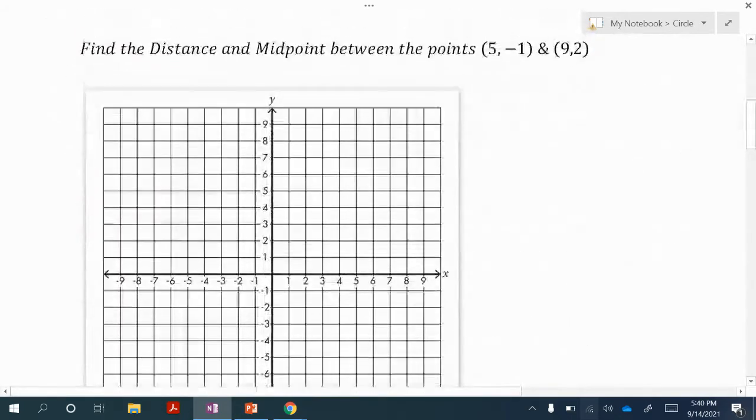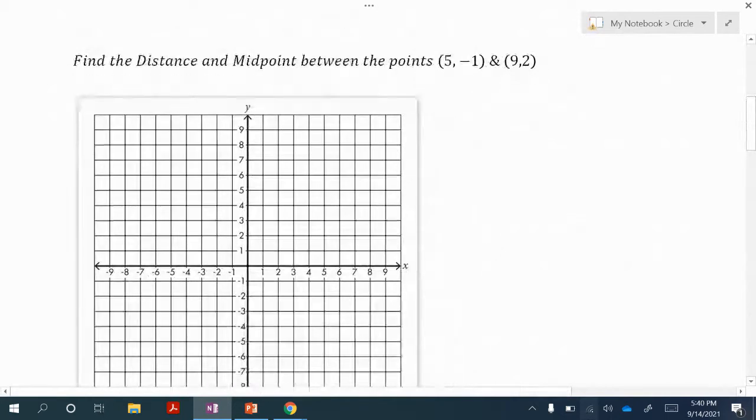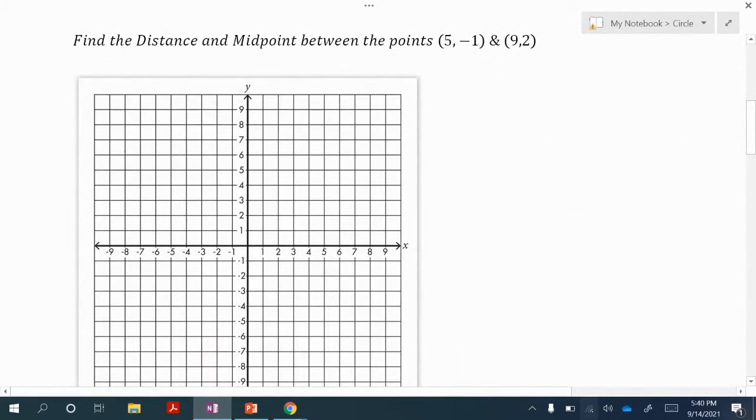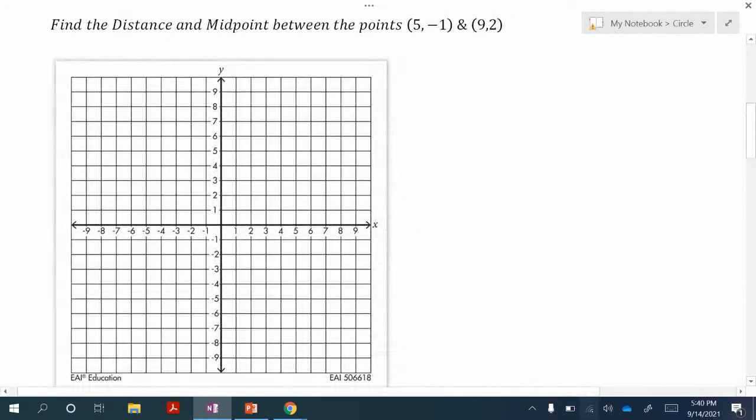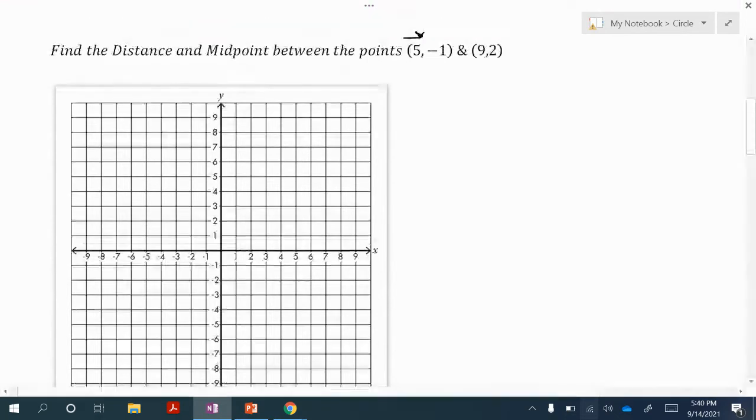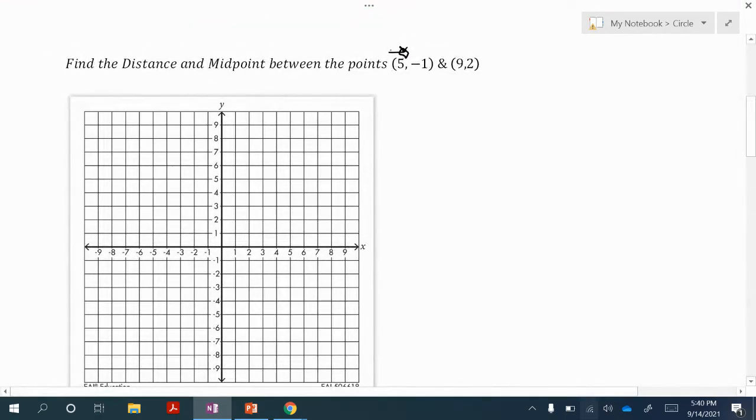So let's take a look at an example. Here we're asked to find the distance and the midpoint between the following points: 5, negative 1 and 9, 2. We'll start by plotting the points. I'll first plot the point 5, negative 1. Remember, when plotting points, you should always start at the origin. The x coordinate tells us to move left or right, and the y coordinate tells us the up and down movement. So we're starting at the origin.